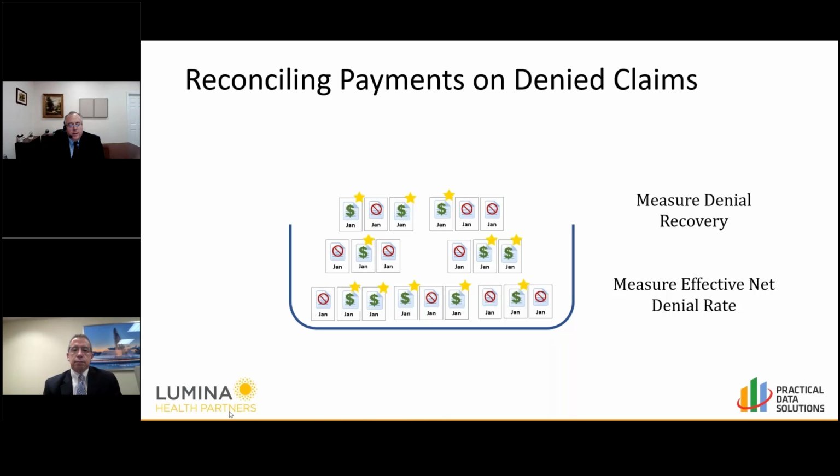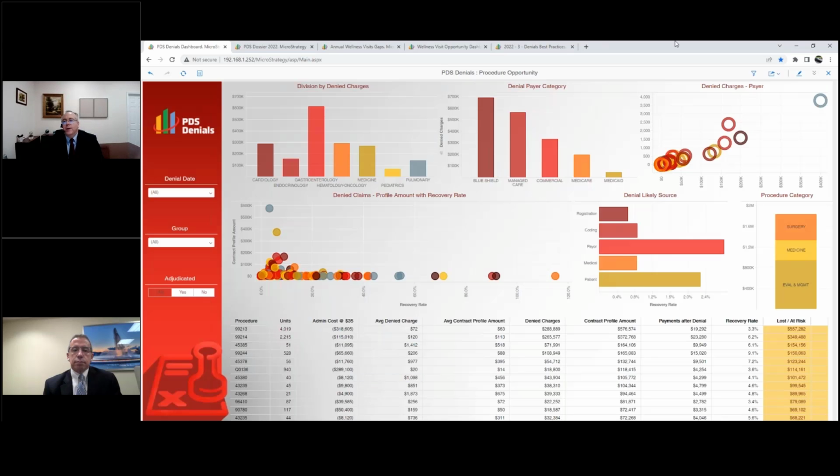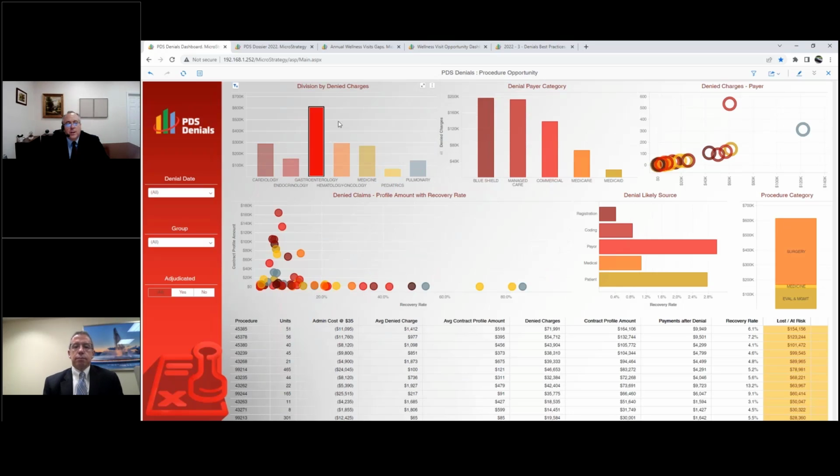Now I'm going to show you a visualization. This is one of the more advanced visualizations around denials management that we have here in PDS, but let me walk you through it. So first, we're looking at things like denied charges. This is an interactive visualization, so we can see gastroenterology has a fair amount of denied charges. We can start to see across our payer categories. We can even dig down into the payers themselves and start to see where we're seeing the most denials.